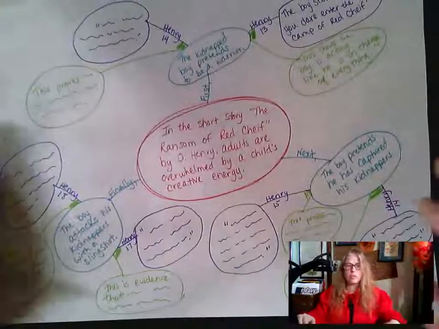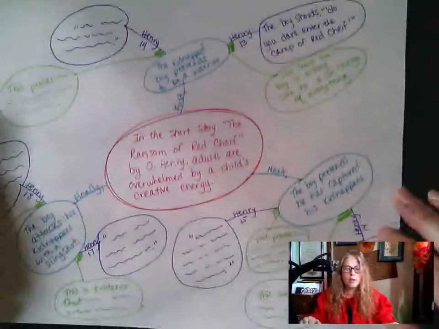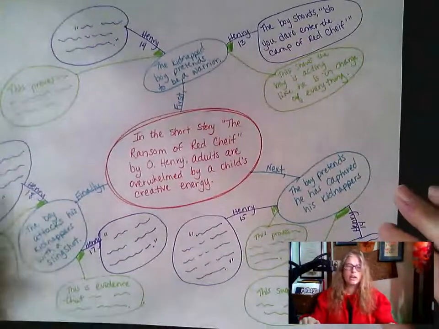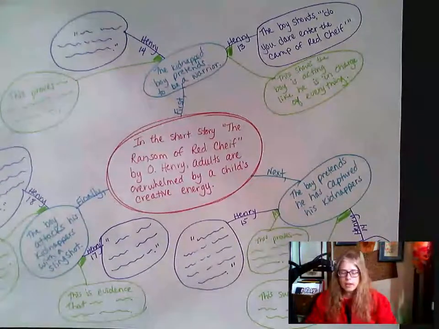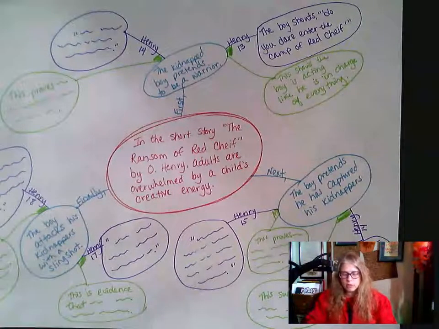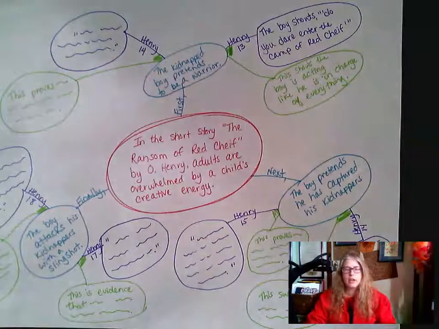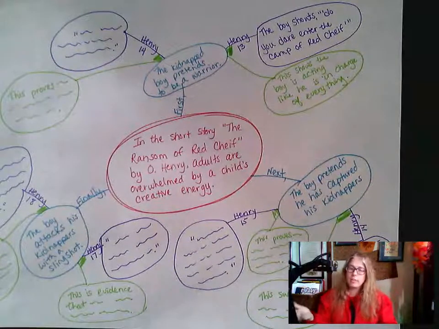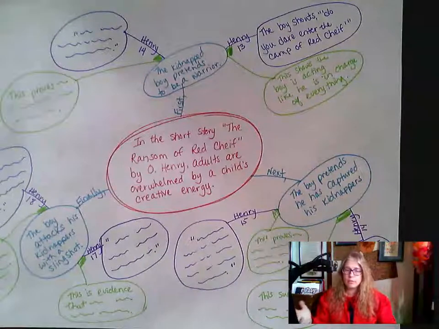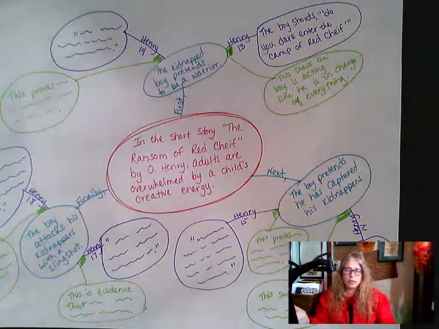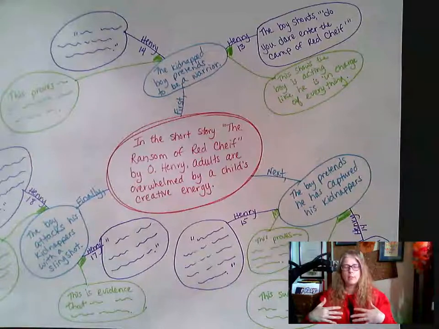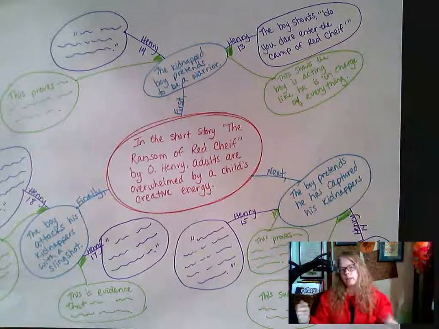So here's what The Ransom of Red Chief might look like. My red idea for this one, and again, pause if you need to: in the short story, The Ransom of Red Chief by O. Henry, adults are overwhelmed by a child's creative energy. This might be a story that many of you remember reading from 7th grade. It's usually a story that we read in middle school because it describes playing pretend and the impact that has on adults.